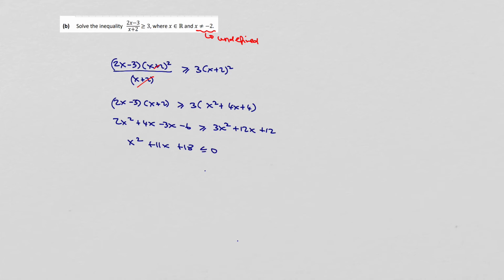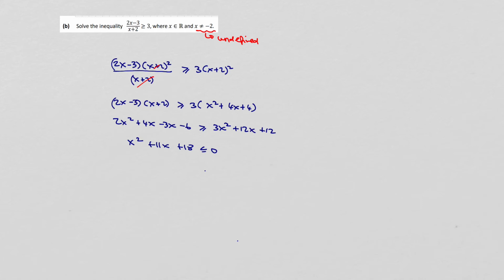the inequality sign will change. So I've brought everything to the right-hand side there, and then I'm reading left to right, okay? So 3x squared minus 2x squared is x squared, 12x minus 1x is 11x, and then 12 plus 6 is 18. So we end up with 0 is greater than or equal to x squared plus 11x plus 18. In other words, x squared plus 11x plus 18 is less than or equal to 0.